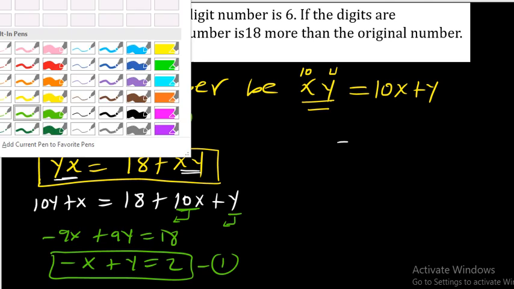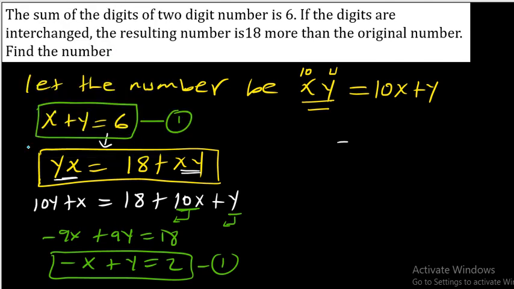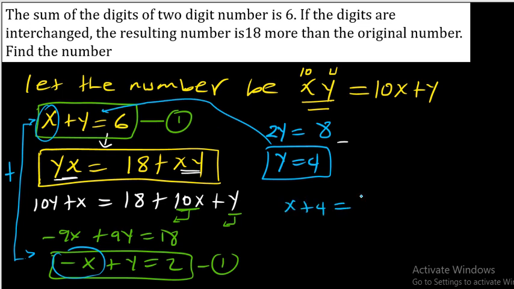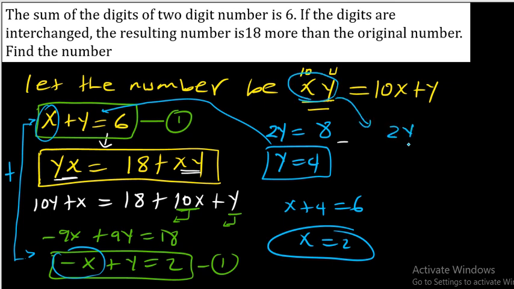Now these two equations can be solved simultaneously, like by adding. If I add, what will happen? The x and the negative x will eliminate, and y plus y will be 2y, which is equal to 6 plus 2, which is 8. When I divide by 2, y will be 4. If y is 4, bring the y here. So x plus 4 is equal to 6, so x is equal to 2. So what is the number? It says find the number, meaning our original number. This is xy. So what's x? 2, and what's y? 4. So our number must be 24.